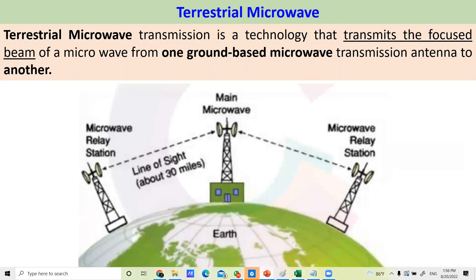Then look at another diagram here. Sometimes they are using three antennas. Main microwave point here.